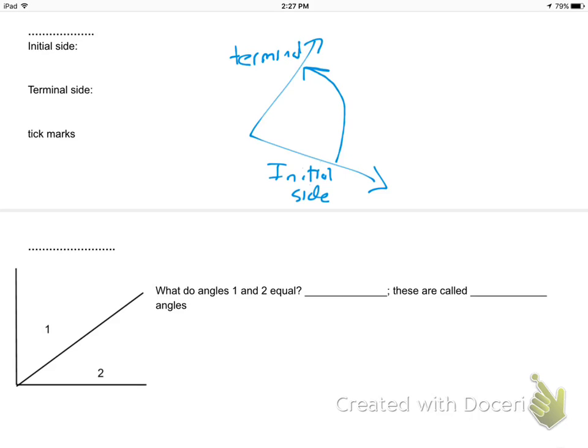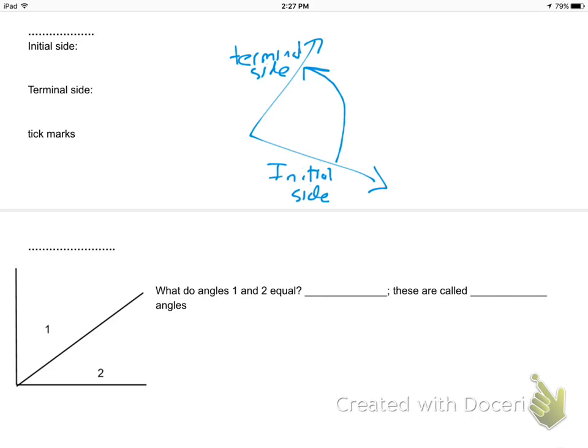So, still talking about angles. I can have an angle like this. That's made up of two rays, yeah? We could have something we call the initial side. The initial side, initial, beginning, start, right? That start side could lead us to the terminal side, or the stop side.